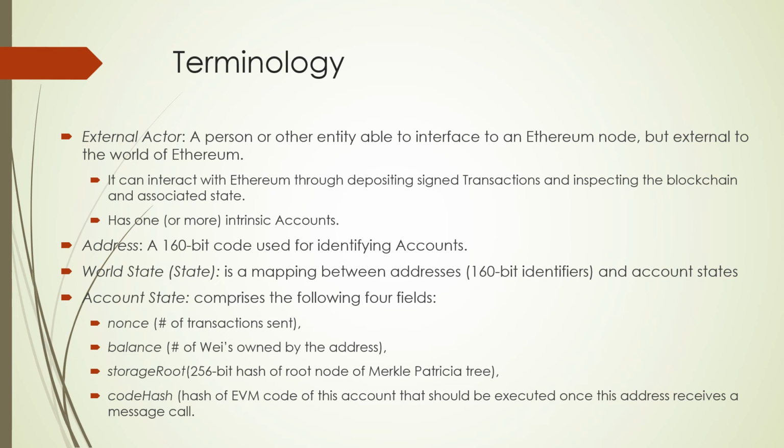The next one is world state, or simply a state, which is a mapping between addresses, those 160-bit identifiers, and account states. What is account state? Account state is a 4-tuple made of 4 fields: a nonce, which is the number of transactions sent; a balance, which is basically the number of wei owned by the address, by the account; and storage root, which is a 256-bit hash of the root node of a Merkle-Patricia tree.